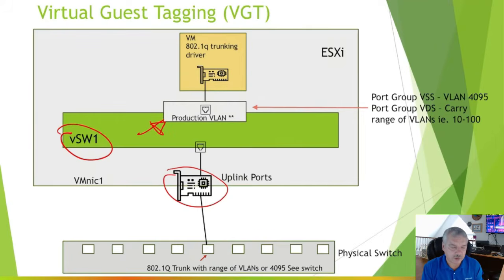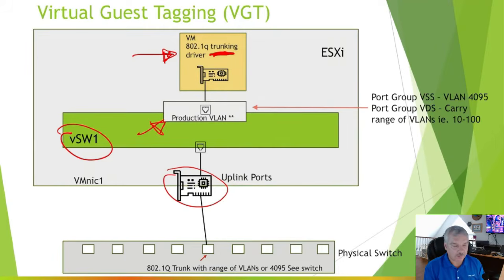Now, what's different here? Inside this VM, I'm going to load a special driver, a driver to actually do all my 802.1q trunking. It's going to be an 802.1q trunking driver inside the OS of that machine, if it's a Linux or a Windows or whatever. Now, all the tagging and untagging will occur inside the virtual machine. Okay. Now, you might be wondering, why would I want to do this?